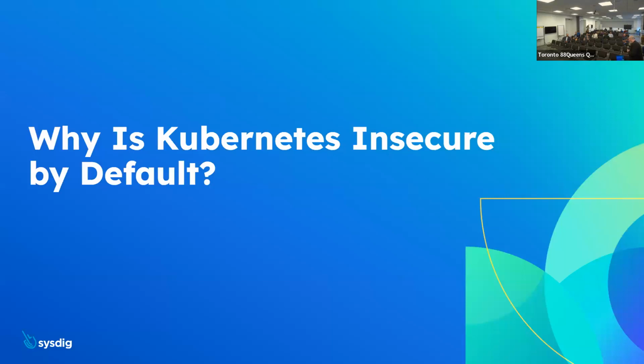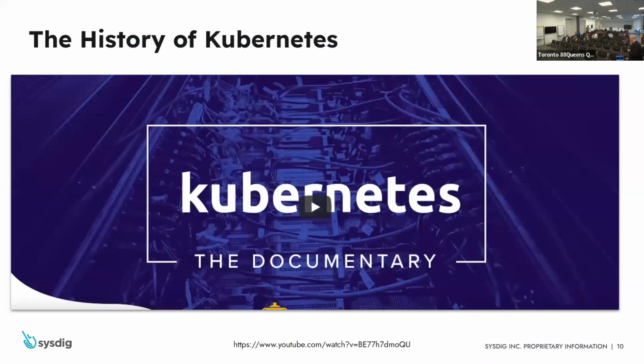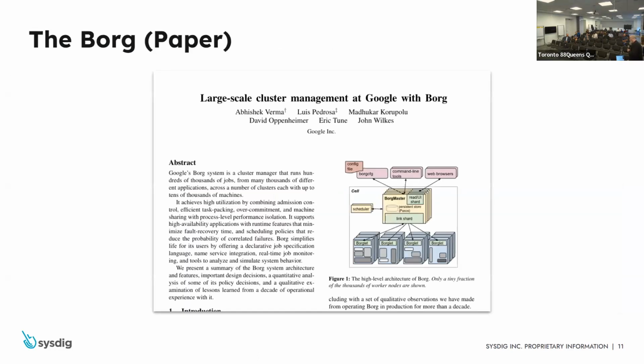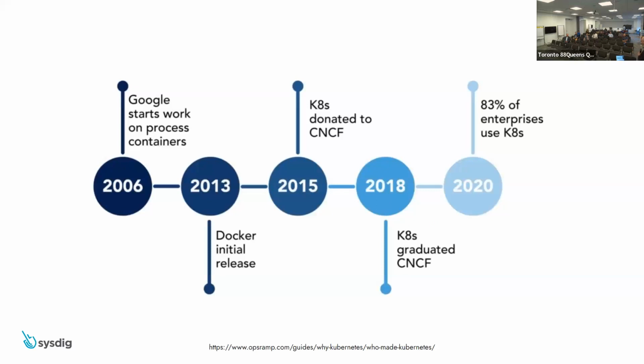So why is Kubernetes insecure by default, right? There's actually a documentary on Kubernetes. If you want to watch it, I'm not going to make you watch it here. But who's familiar with the Borg, the Google stuff? They put out this paper quite a few years ago now, like it's getting to be kind of old, right? But this is largely where Kubernetes came from. They wrote this paper. This is what they were doing internally. Here's a paper that describes all the stuff we were doing. Maybe we should take some of those ideas and make them open source, and that's where Kubernetes came from, right?